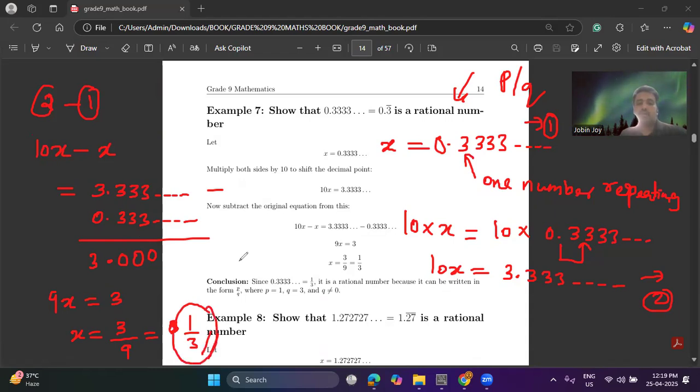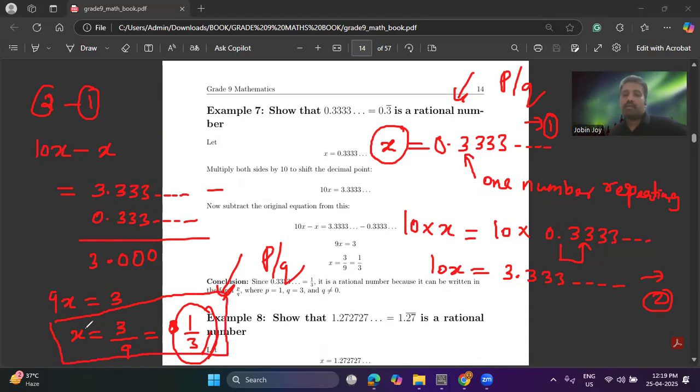So this number is in P by Q form, right? We equated the given number as x, and now I got the value of x in the form of a rational number, P by Q form, 1 by 3. So in this way, you can write the given decimal expansion numbers as rational numbers. First you equate this number with x, then you check how many numbers are repeating. If one number is repeating, multiply with 10. If two numbers are repeating, multiply with 100. If three numbers are repeating, multiply with 1,000, like that. That is the simple process.